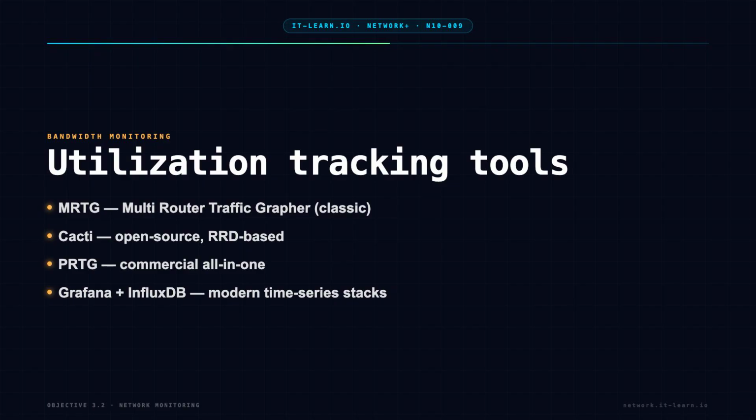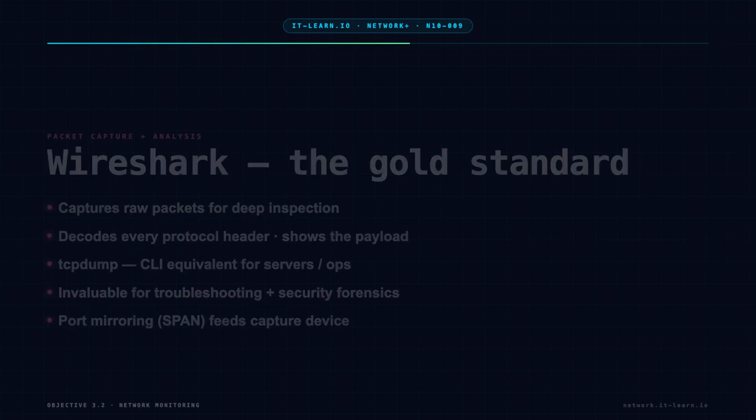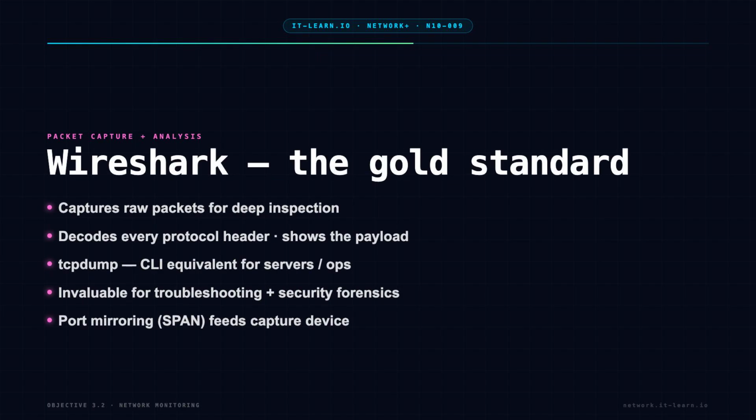Bandwidth monitoring tracks how much network bandwidth is being utilized. Tools like MRTG, CompTIA, or PRTG can graph bandwidth usage over time. This helps identify bottlenecks, plan for capacity upgrades, and detect unusual traffic patterns that might indicate security issues.